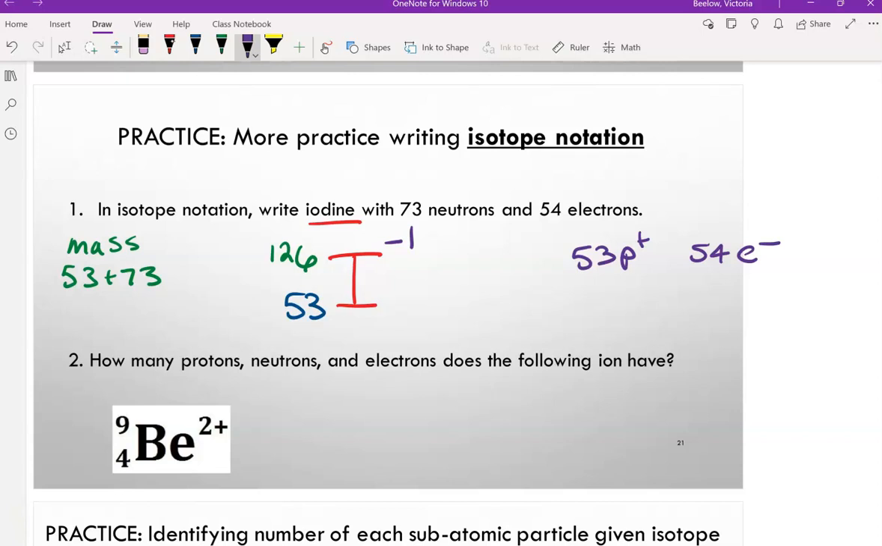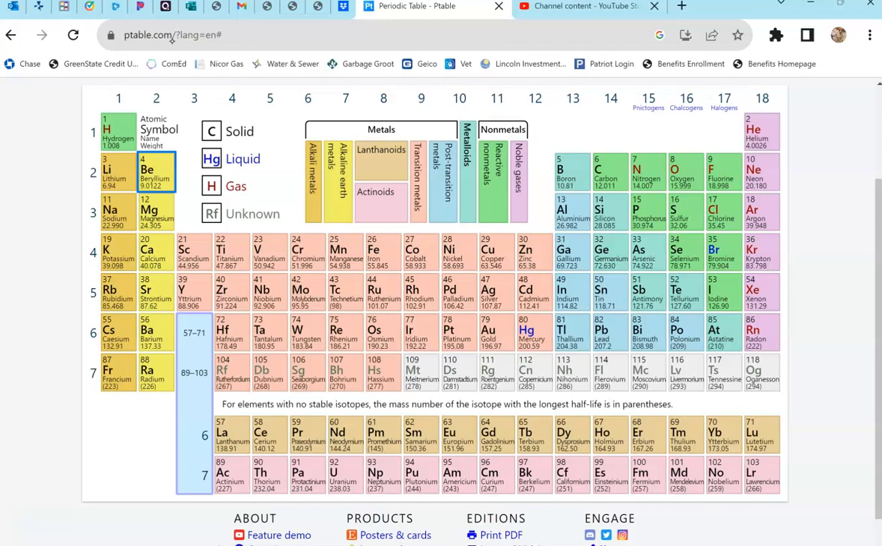For the next problem, we're doing it in reverse. So I'm giving you the isotope notation, and then you're figuring out the protons, neutrons, and the number of electrons. Let's go ahead and do that. So right away, the number of protons, it is right here. It is 4. You could also check on the periodic table. Be, which is beryllium, is right here, and you can see that it is atomic number 4.